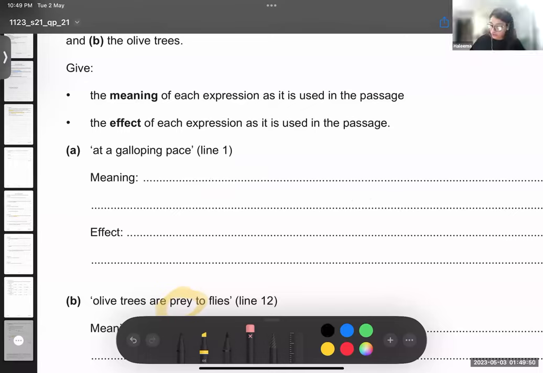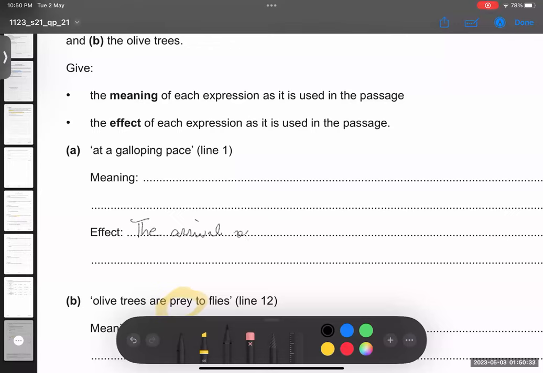So you just write one statement that highlights the meaning. What does it mean that summer was approaching at a galloping pace? It means summer was approaching very, very quickly. Or very fast or very unexpectedly. Can you write the effect, please? Yes, I'm going to write the effect as well. The question itself says, what is the effect? Now, when the author says that it was approaching at a galloping pace, you would say that the arrival of summer was unstoppable. That could be a response.